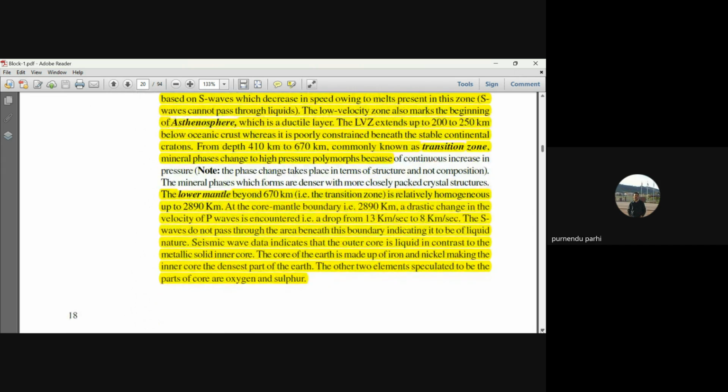The lower mantle beyond 670 km is relatively homogeneous up to 2890 km. At the core mantle boundary, 2890 km, a drastic change in the velocity of P wave is encountered, a drop from 13 km per second to 8 km per second. The S waves do not pass through the area beneath the boundary, indicating it to be of liquid nature. Data indicate that the outer core is liquid in contrast to the metallic solid inner one.